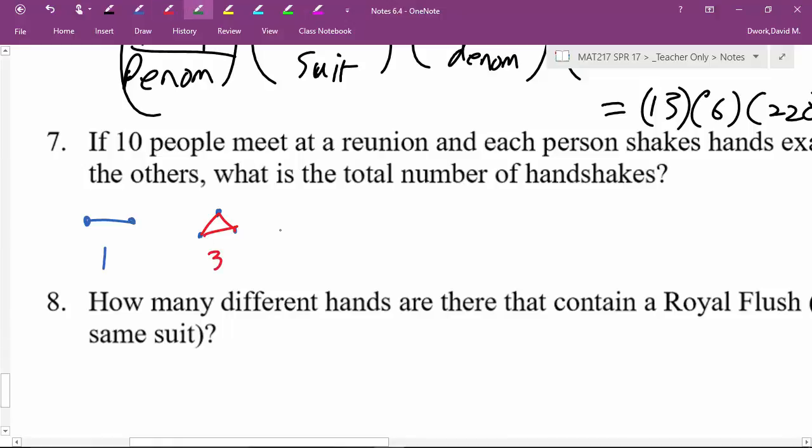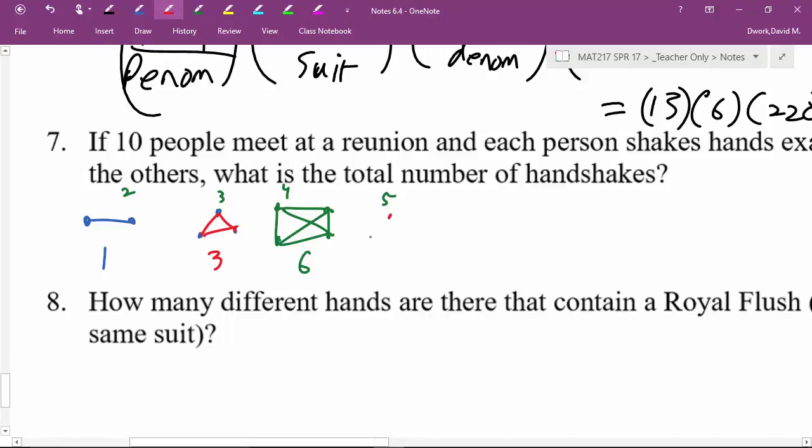Now, what if there were 4 people at the reunion? So 1, 2, 3 handshakes, 3 handshakes there, then 4, 5, 6 handshakes. So there would be a total of 6 handshakes that would occur, and now everybody has shaken hands. So this is for 2 people, 3 people, 4 people. I'm not seeing a pattern yet. Let's see what happens when we get to 5 people. Maybe we'll see something now.